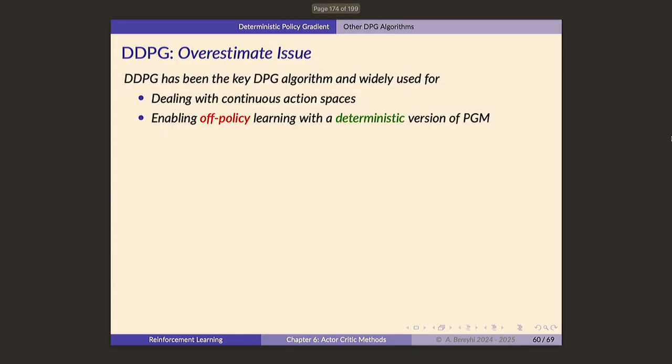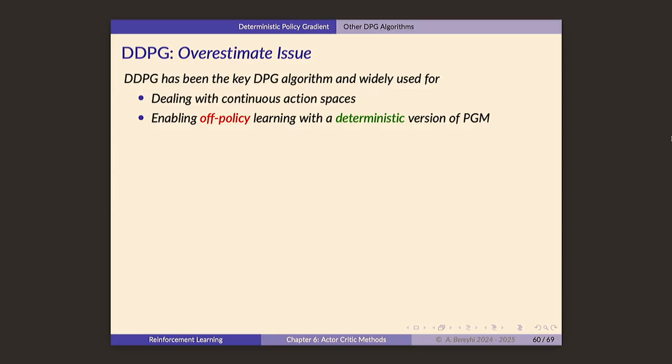Okay, that's about this. And there are a bunch of other things that could happen with DDPG. One of them is the overestimating issue. Like you can use DDPG, but your Q network is going to produce overestimates of the Q value. Why is this happening? Any idea?